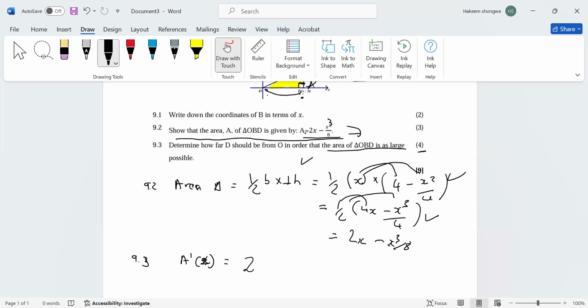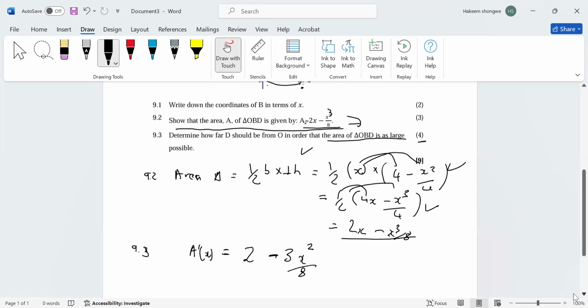So differentiating, the 2x gives us 2, and then minus 3x squared over 8, all over 8, like this.